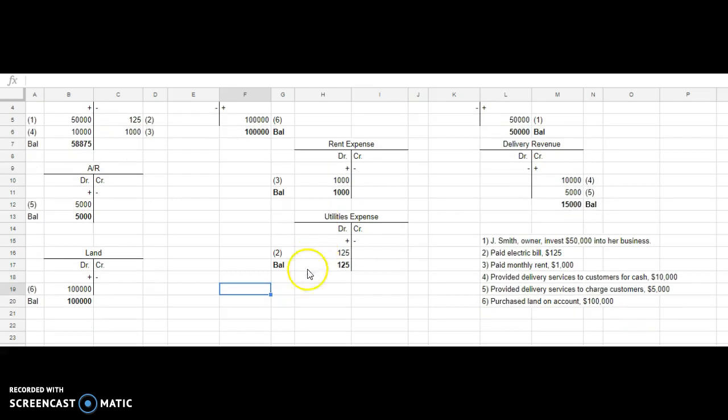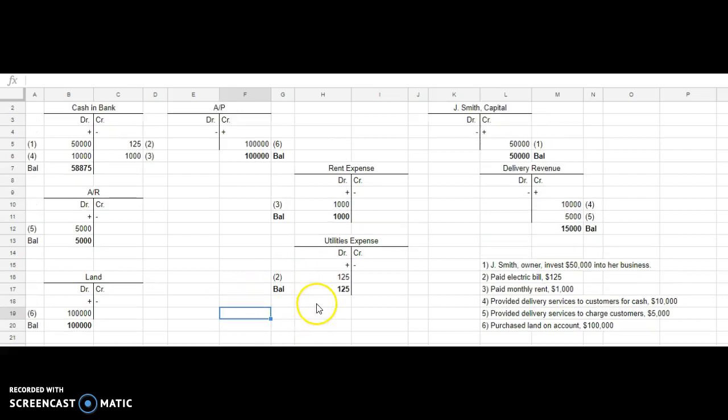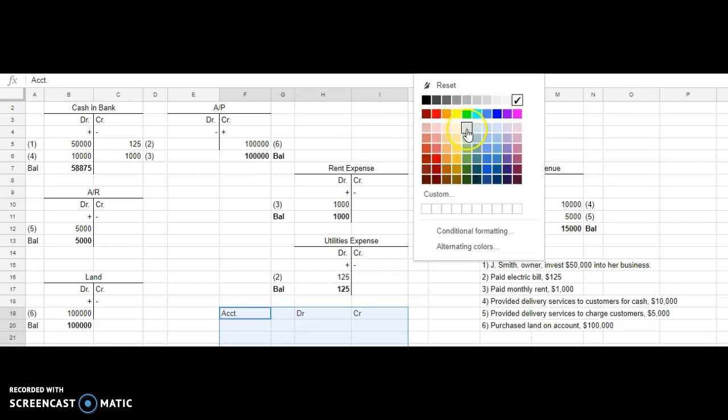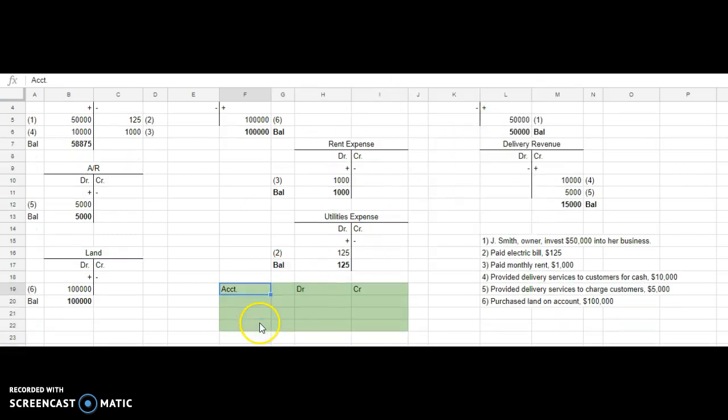So I think I have room right here, so that's where I'm going to do this. I'm going to have the account title, the debit balance, and then the credit balance. So why don't I just write that? The account, if it has a debit balance, I'll put it there. If it has a credit balance, I'll put it there. And then when we're done, hopefully our debits will equal our credits. And just so it stands out a little bit, let's change the color.